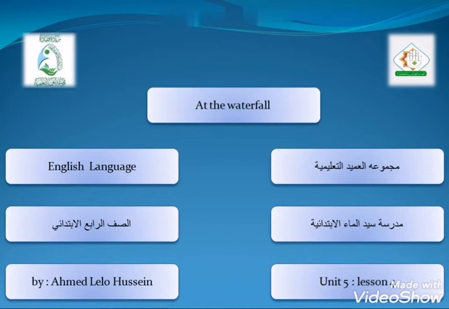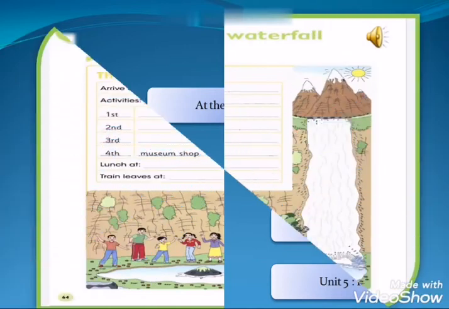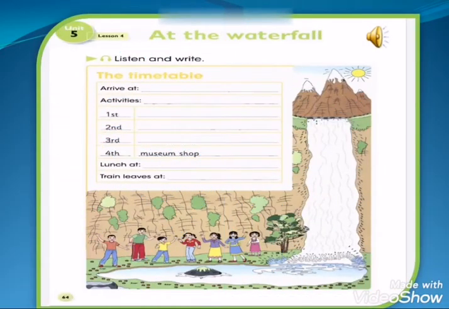اليوم درسنا Unit 5 Lesson 4 At the Waterfall. Before we start, in this lesson we will first talk about timetable, second talk about the price, third we will talk about names of some animals. Okay, so now Unit 5 Lesson 4 At the Waterfall. First, what's the meaning of waterfall? Good, it means shallal. So listen and write.